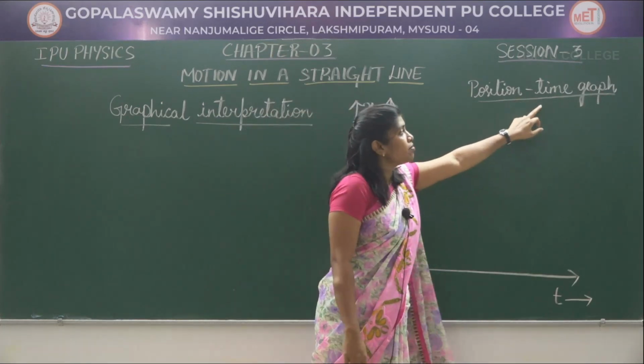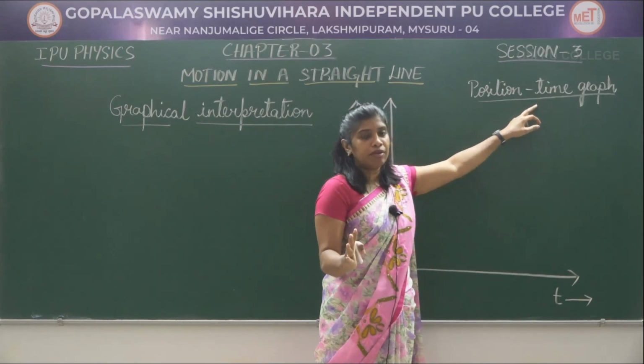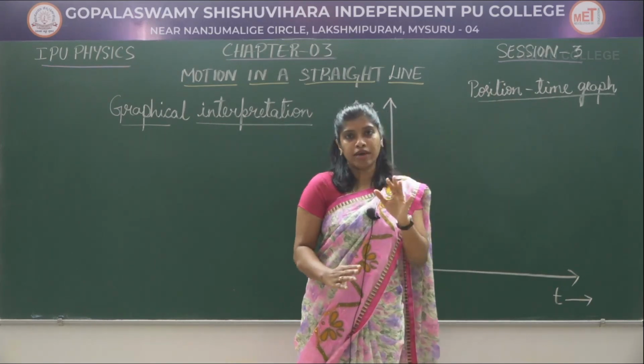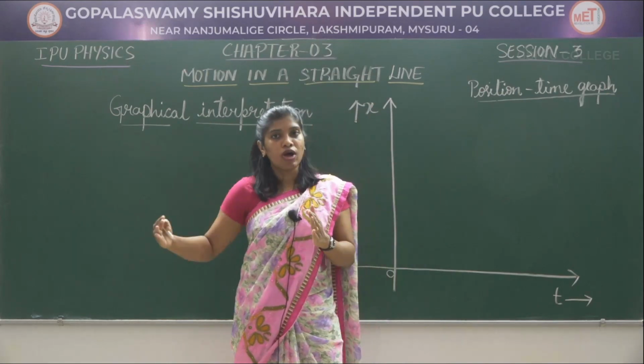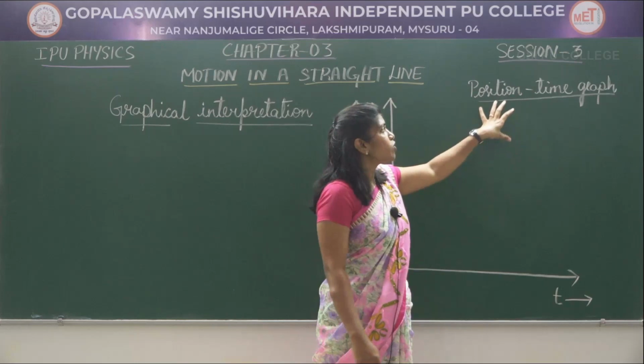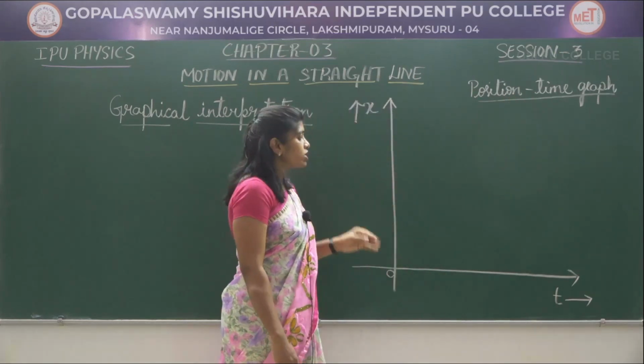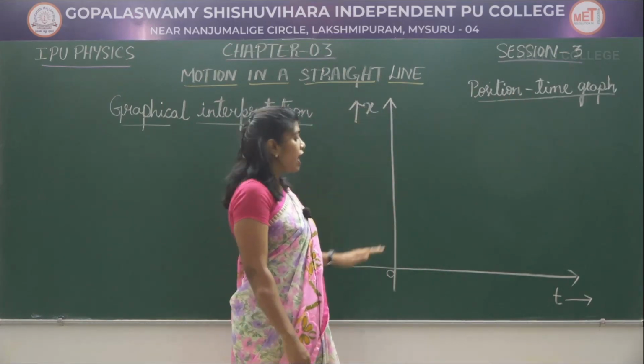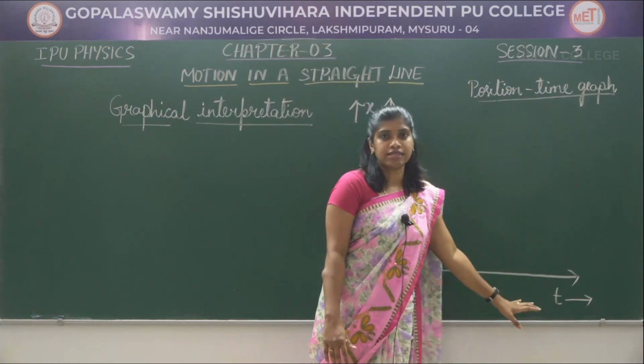See, time is an independent variable. Position is a dependent variable. That is, as time advances, the position of the body is going to change. So, in a position time graph, we are going to plot the position on the y-axis and time on the x-axis.